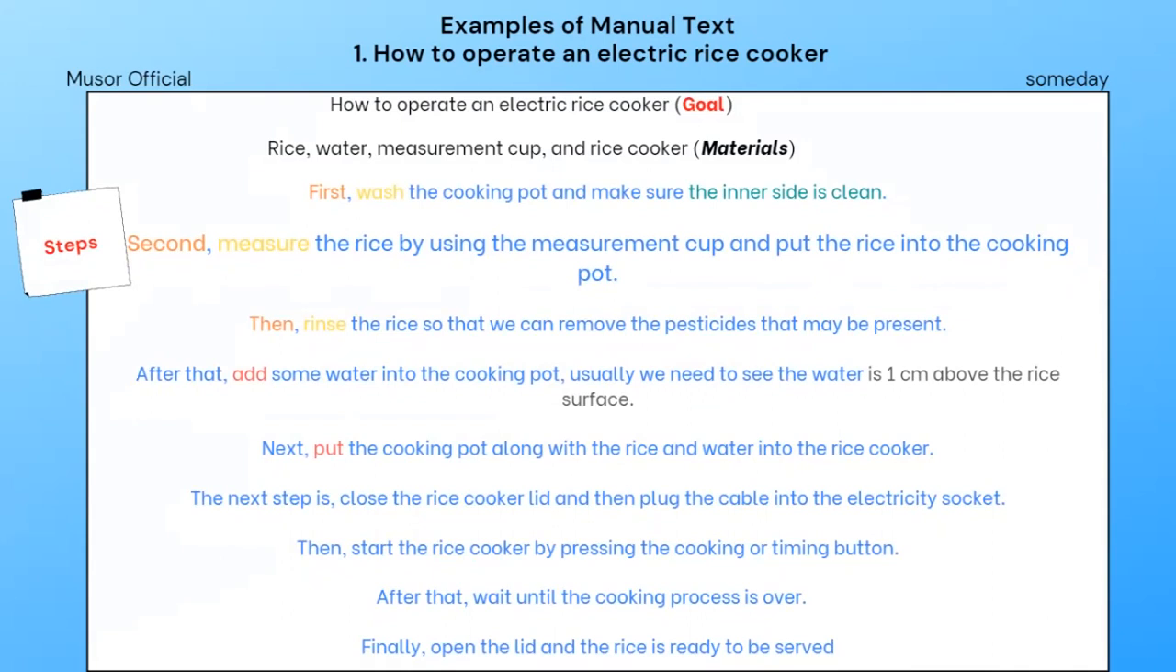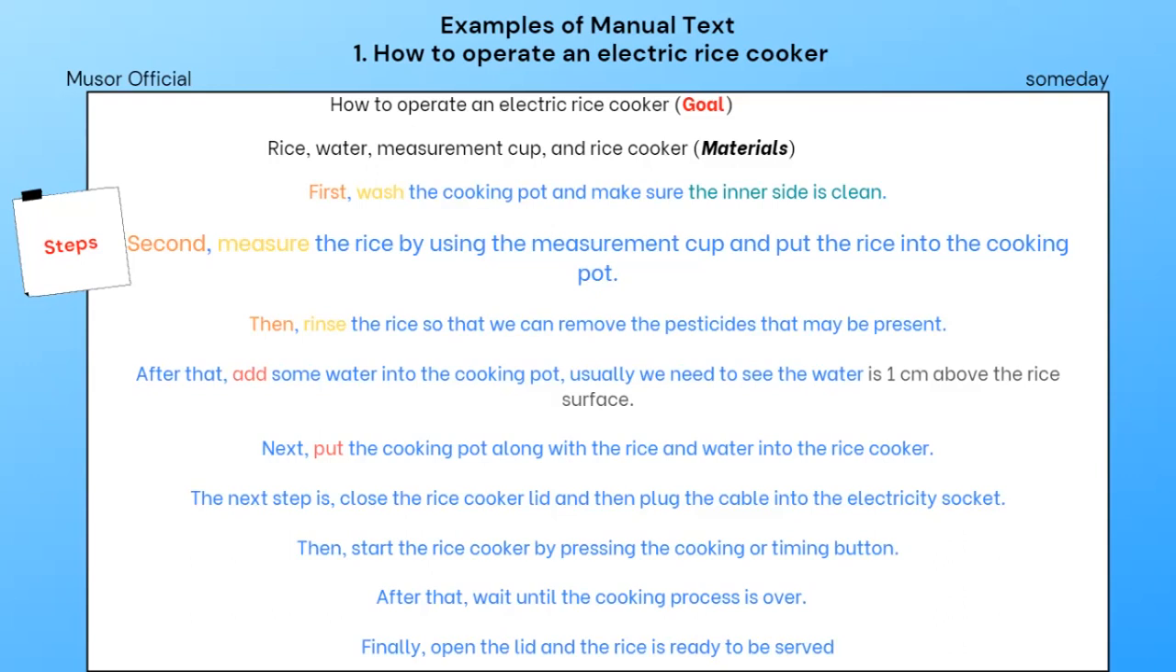Okay, this is the example of manual text. The title is How to Operate an Electric Rice Cooker. So the title is the goal. Rice, water, measurement cup, and rice cooker are called materials. And then first, second until finally, they are called steps. So goal, materials, and steps are called the generic structure.